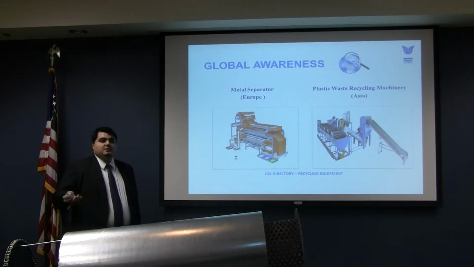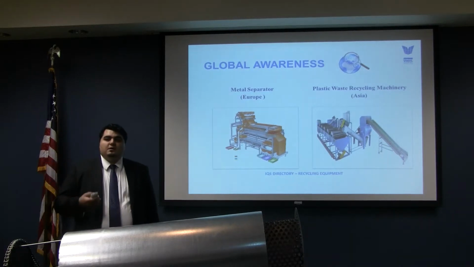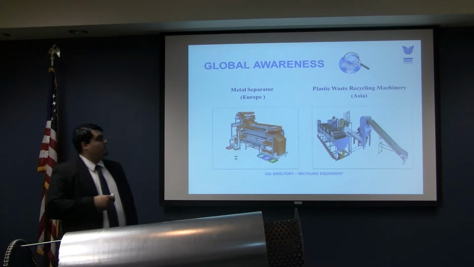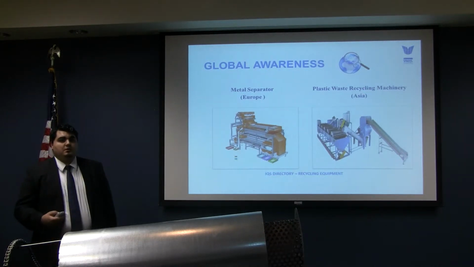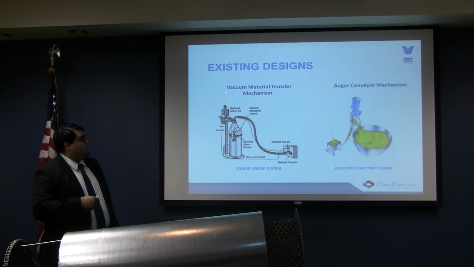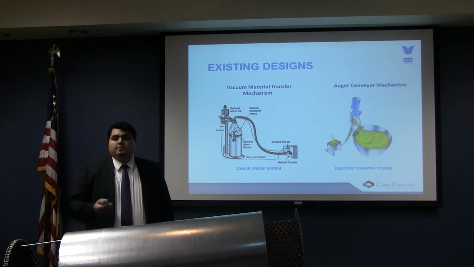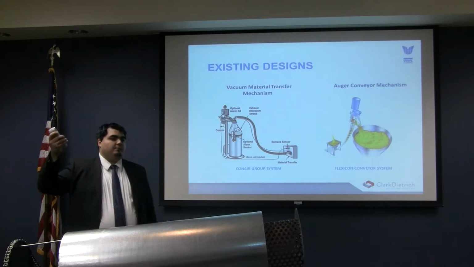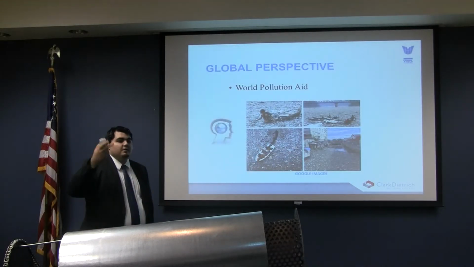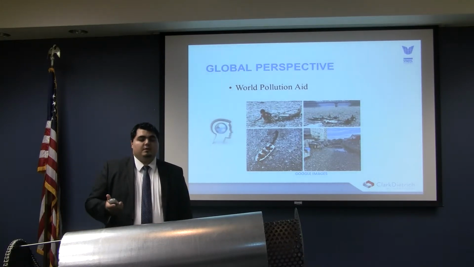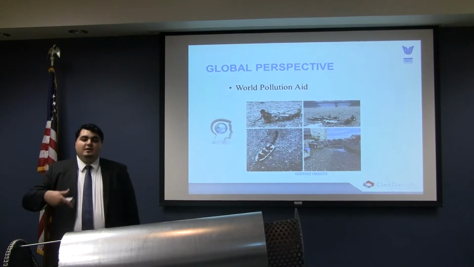Sorting and filtering mechanisms exist around the world, like the metal separator in Europe, or plastic waste recycling machinery in Asia. Also, transporting mechanisms exist, like a vacuum material transfer or auger, to send material from one specific point to points with different height requirements. Our system combines the transport mechanism and the filtering and separating mechanism.